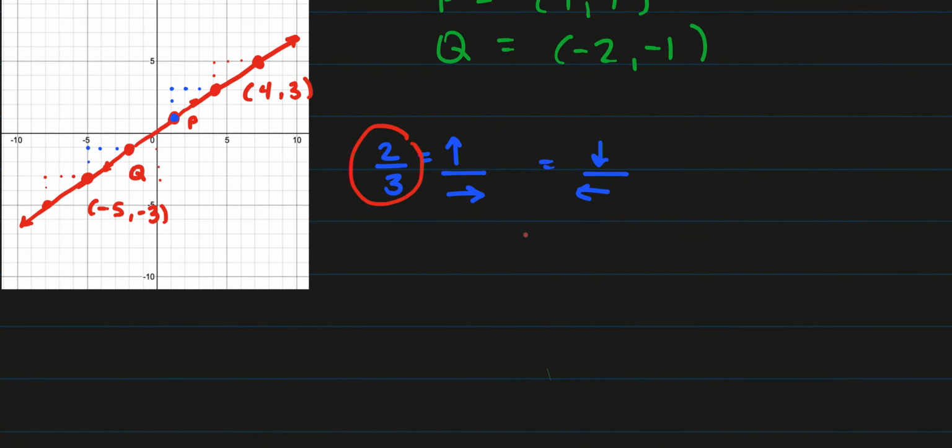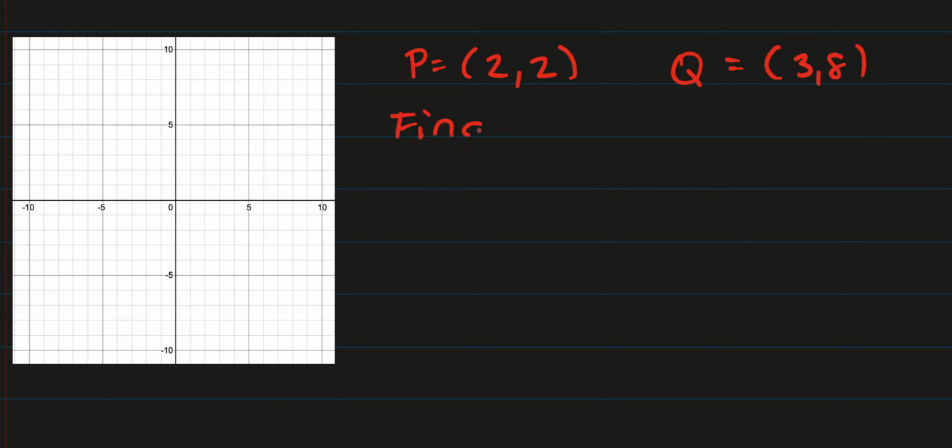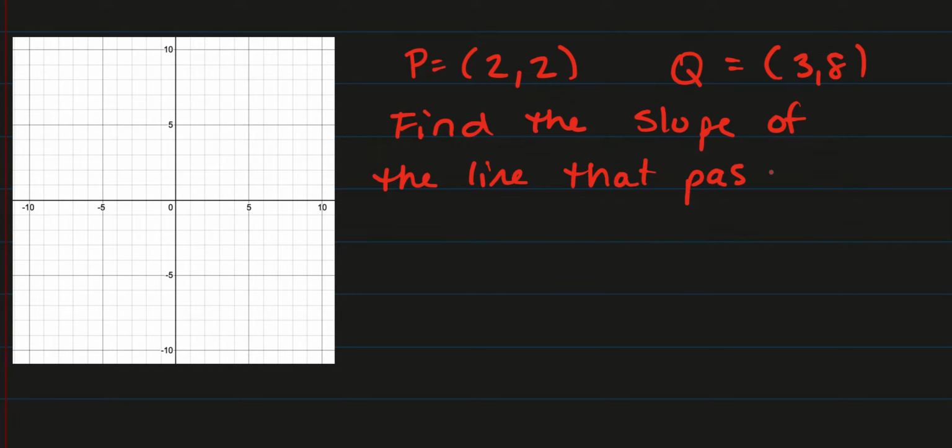Let's do another example. Let me give you 2 more points. Let's say we have the point (2, 2). Let's call that point P. And the point Q is (3, 8). Let's find the slope of the line that passes through P and Q.